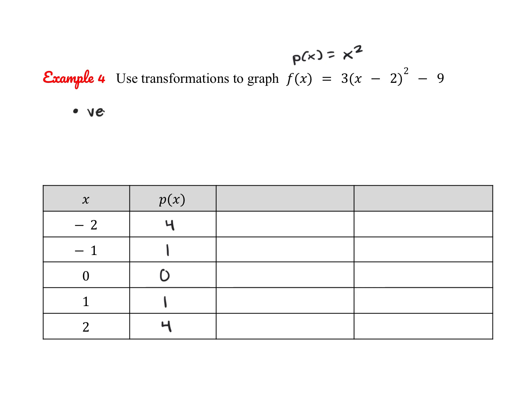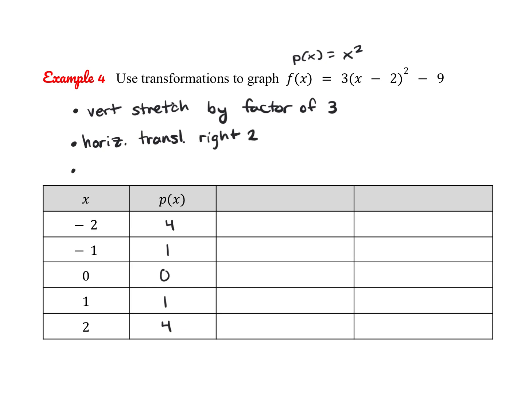I do see that vertical stretch by a factor of 3. And then I see a horizontal translation, and that's going to go to the right 2. And then we see a vertical translation down 9. And now we're going to use these transformations to transform our coordinates.